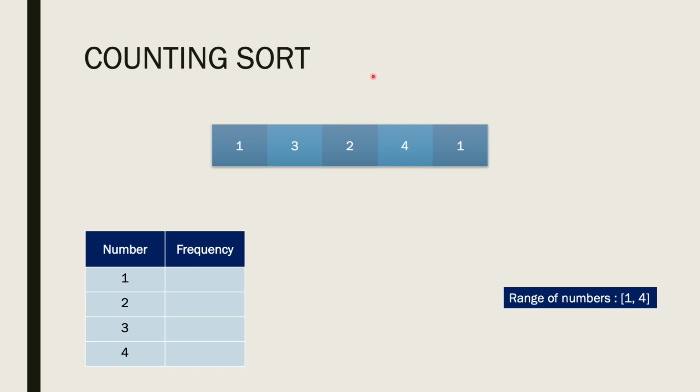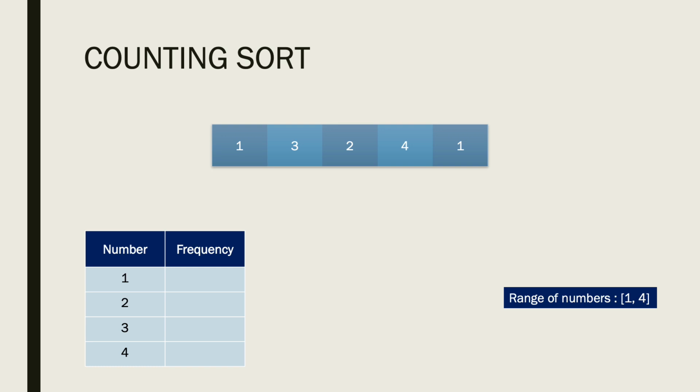So in counting sort we have two things. The first one is the range of numbers. In this array, what is the minimum element? It is 1, so 1 is my minimum number, and the maximum number is 4. So inclusive of 1 and 4, we have 1 to 4 as the range. Starting from 1 up until 4, we will store all the natural numbers and their frequency. You can choose any data structure based on the programming language you're choosing.